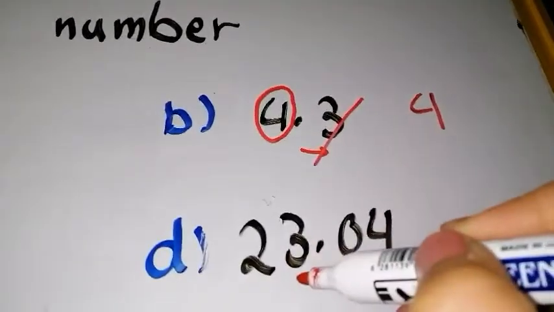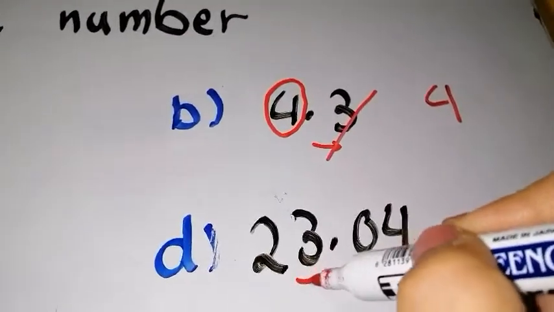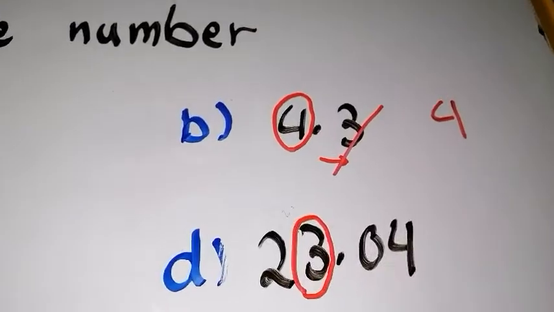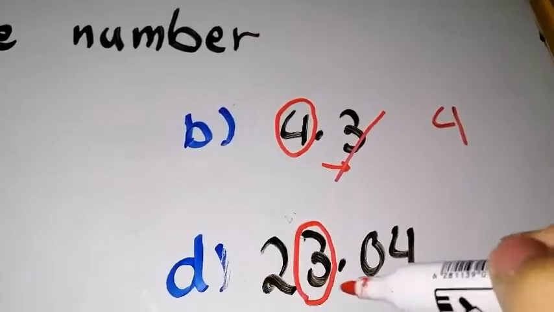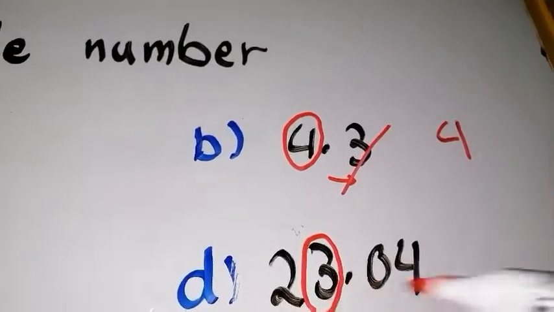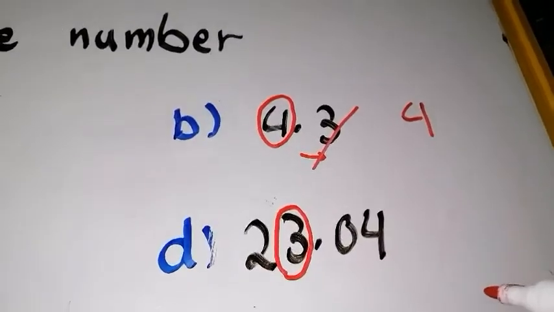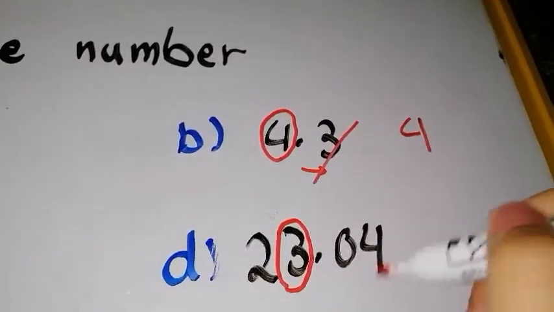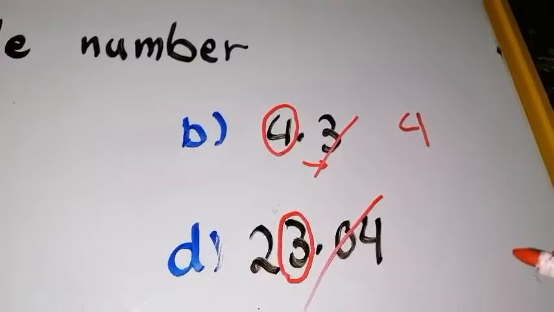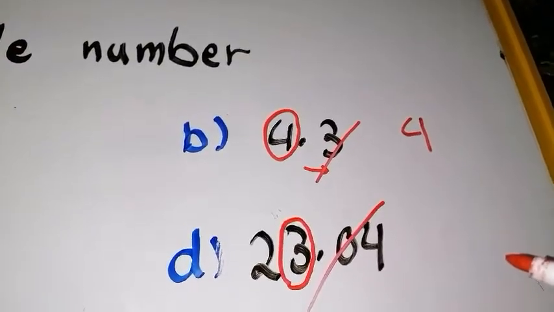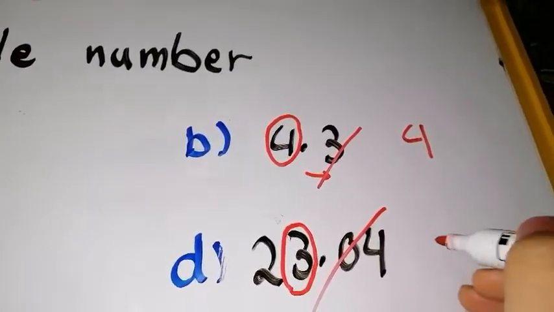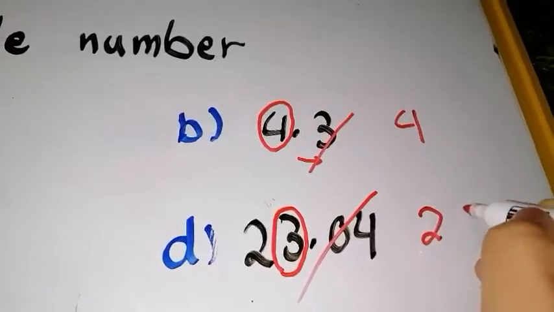Let's see D. 23.04. What's the first whole number here placed? Here, this one. I'm going to circle this, okay? This is the first. Be careful, okay? Don't circle this. Look next door. 5 or more? No. 4 or less? Yes. Just ignore. Numbers on the right, 0 is the same. Numbers on the left just stay the same. So I will write the number now. It will be 23.